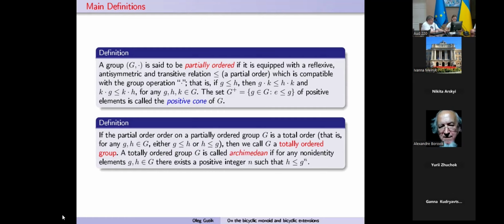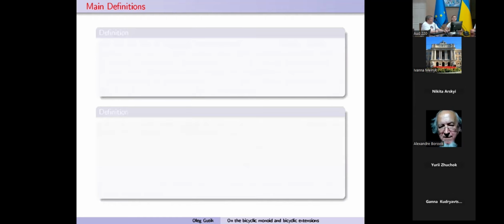A group with a partial order such that the group operation preserves the order is called a partially ordered group. If this partial order is a total order, or so-called linear order, we shall call this group totally ordered. And if the last inequality holds, that is, for any element of the group there exists a positive integer such that the element to a large power is greater than or equal to the previous element, such a group is called Archimedean.